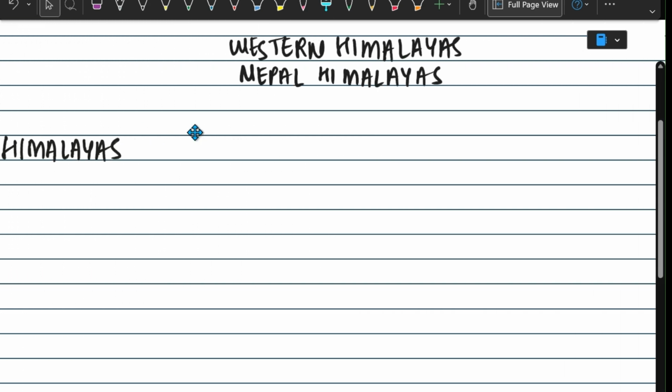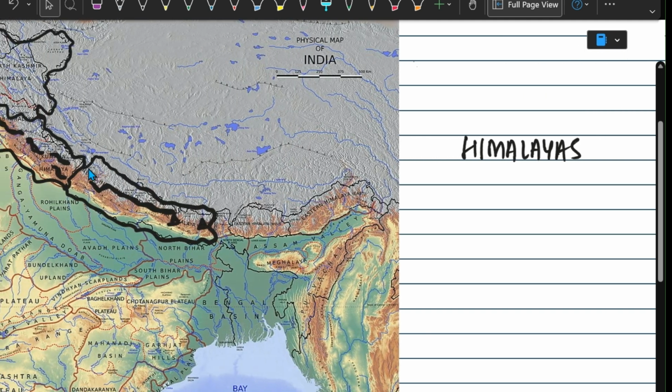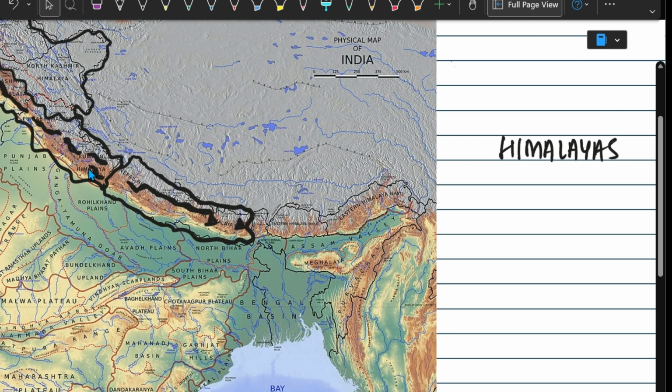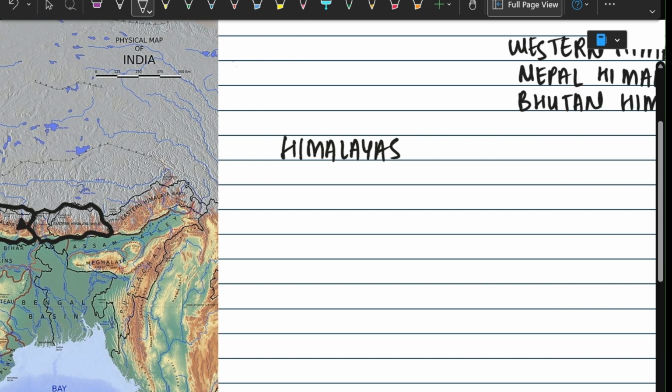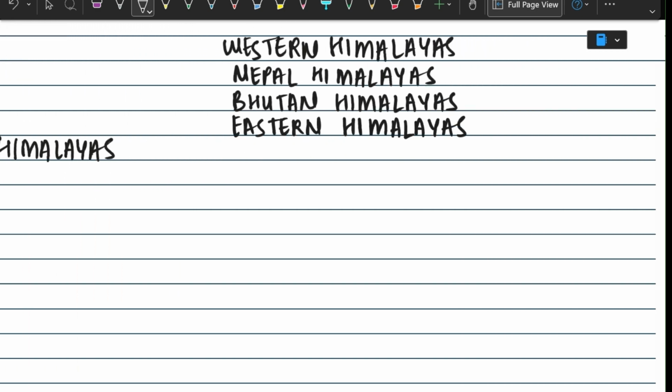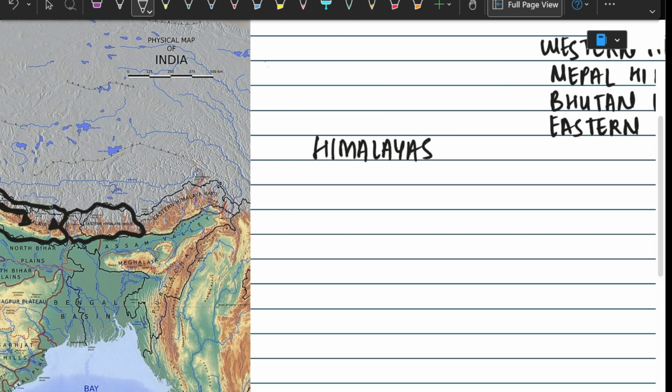Then, moving further, we have the Bhutan Himalayas, which are located to the east of Nepal, and these Himalayas lie across Bhutan and also affect parts of Arunachal Pradesh in India, where you can see this part is the entire Bhutan Himalayas. Next, we have the Eastern Himalayas. This division lies mostly in Arunachal Pradesh and includes smaller ranges such as Dafla, Miri, Abor, Mishmi, and Patkai hills, where this is the entire Eastern Himalayas range. And here you can see the Dafla, Miri, Abor, Mishmi, and the Patkai.